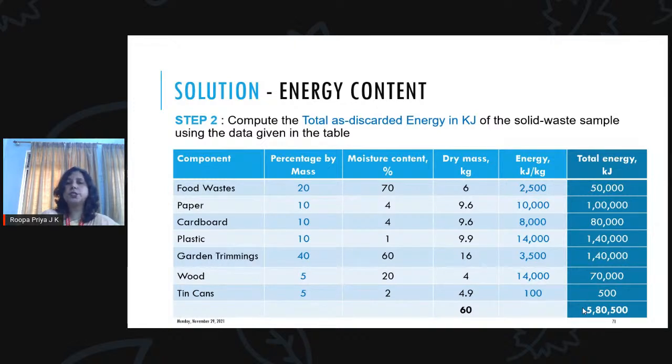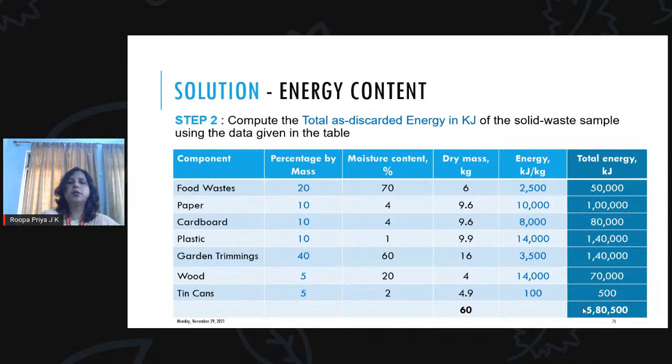where the total energy is calculated using the percentage by mass and the energy content in kilojoule per kg. So here you can observe that the food waste, which has a percentage by mass of 20, is multiplied with the energy content of 2500 kilojoule per kg for food waste. With that, we have a total energy of 50,000 kilojoule for food waste component. Accordingly, for paper, wherein we have the percentage by mass as 10 and the energy in kilojoule per kg as 10,000, by calculating the total energy for these two values, we have 1 lakh of energy content for paper component. So accordingly, for cardboard, we have 80,000 kilojoule of total energy generated.